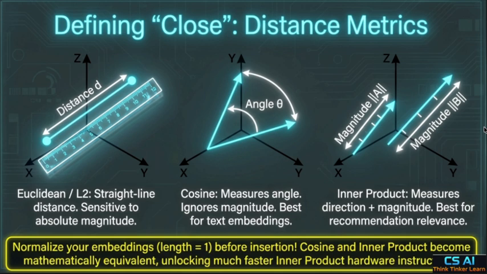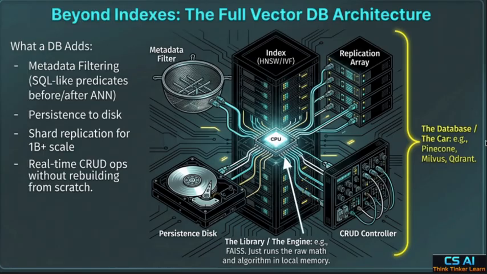To define what close actually means, we use different distance metrics. Euclidean measures straight line distance and is sensitive to magnitude. Cosine measures only the angle, ignoring magnitude. This is best for text embeddings. Inner product measures both direction and magnitude, making it ideal for recommendation relevance. A senior tip: normalize your embeddings to length 1 before insertion. This makes cosine and inner product mathematically equivalent, unlocking much faster hardware instructions on modern CPUs.